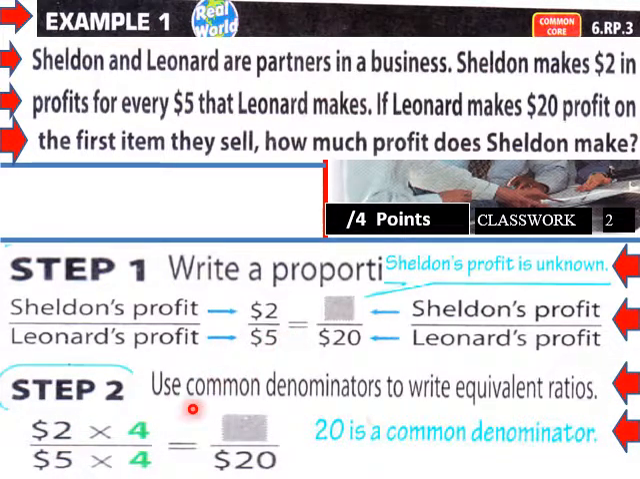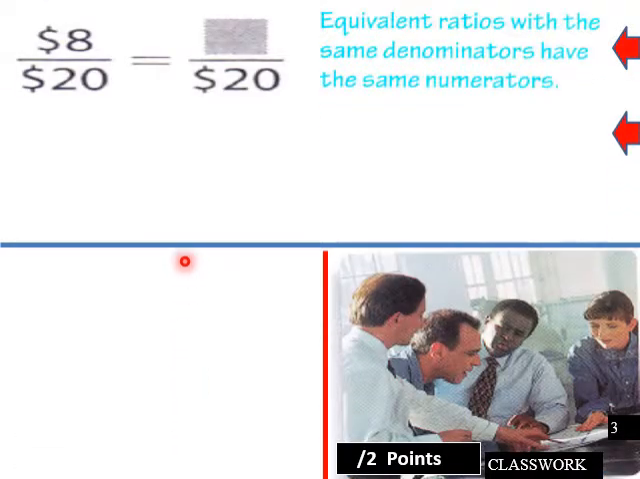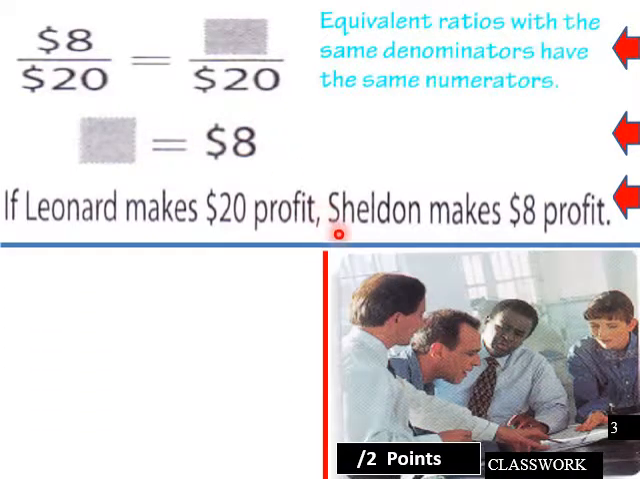So we multiply through by 4 for numerator and denominator. 4 times 5 is 20. We're down here at 20. Then 4 times 2 would be profit. So in this case here, $8 would be Sheldon's profit. So if Leonard makes 20, Sheldon makes 8. So that would be that situation there by multiplying through by 4.